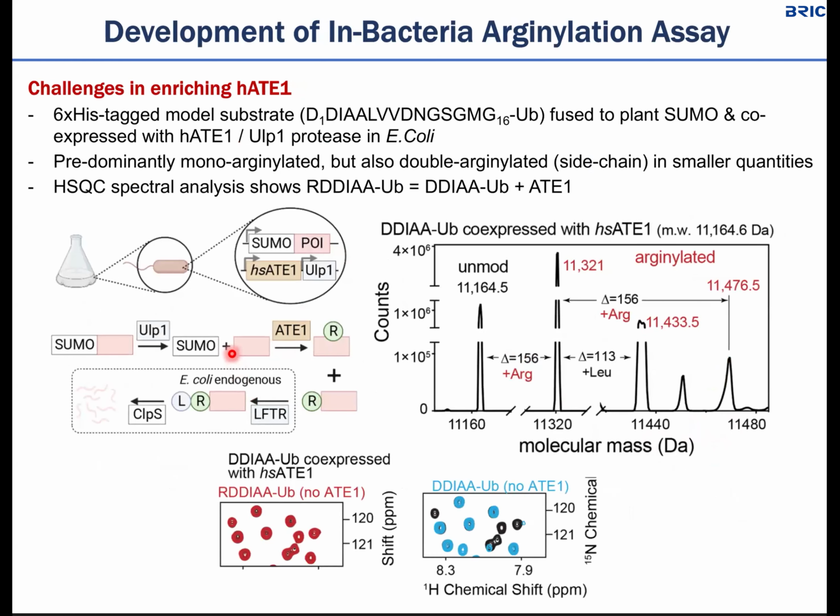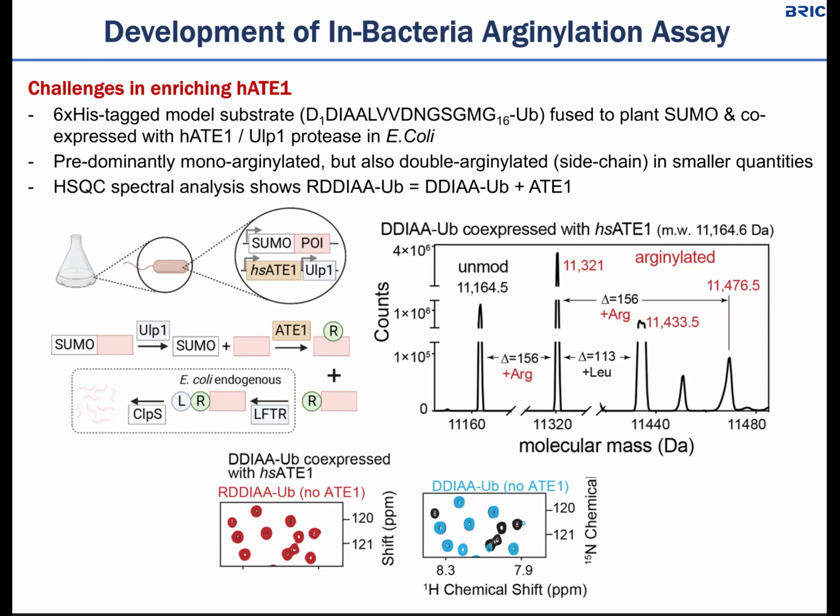Considering the challenges in enriching the small arginylated fraction of AT1 for further analysis, we created an in-bacteria arginylation assay. Briefly, a 6-histidine tagged protein of interest model substrate was fused to the plant SUMO and co-expressed with human AT1 and the ULP1 protease in E. coli. Following protease cleavage, the protein of interest exposes a selectable N-terminal residue that is amenable to arginylation. This design facilitates targeted arginylation to enrich for modified product.